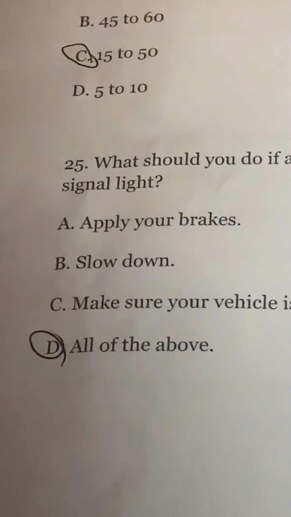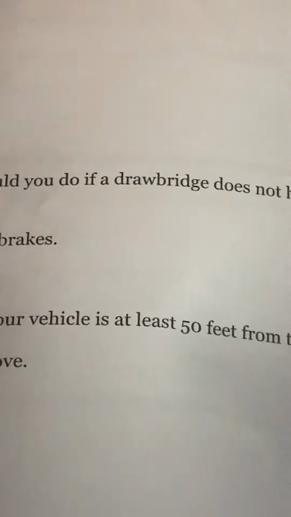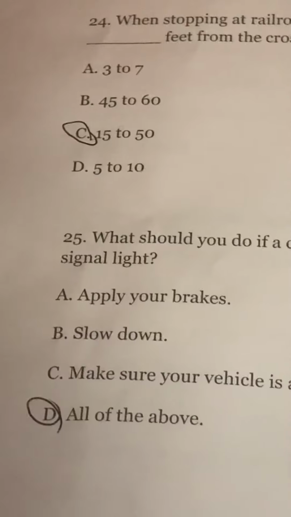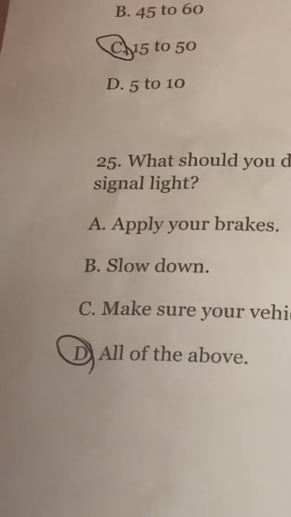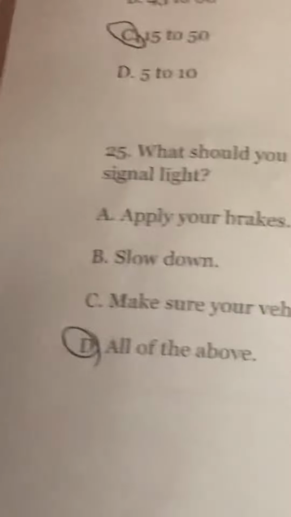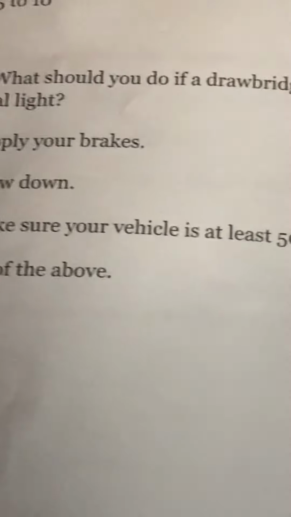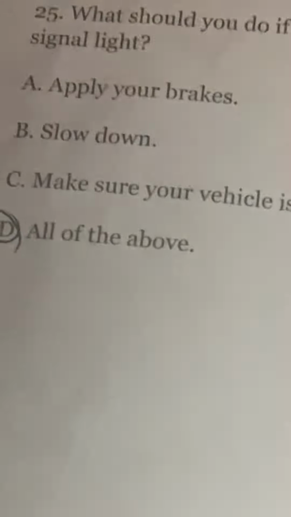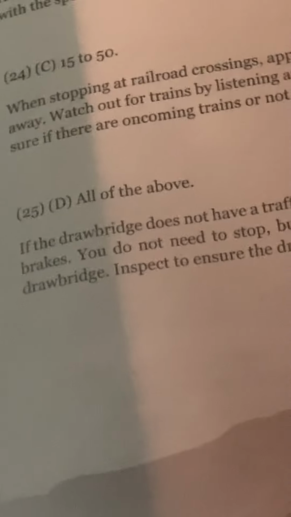And lastly, last question for the test, number 25. What should you do if a drawbridge does not have a traffic control attendant or green signal light? A. Apply your brakes. B. Slow down. C. Make sure your vehicle is at least 50 feet from the drawbridge. Or D. All of the above. The answer is D. All of the above.